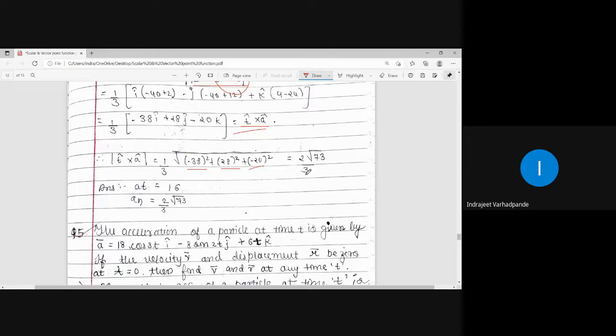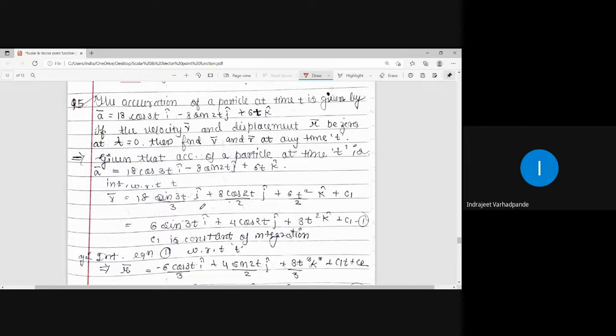So at the end, the tangential component is 16, obtained from the dot product. The normal component an is obtained from the cross product, and then we take the magnitude of that. The cross product is a vector quantity, but its magnitude is a scalar quantity, so you get the answer as 2 by 3 into under root of 73. That is how we calculate the normal component and tangential component for the acceleration.